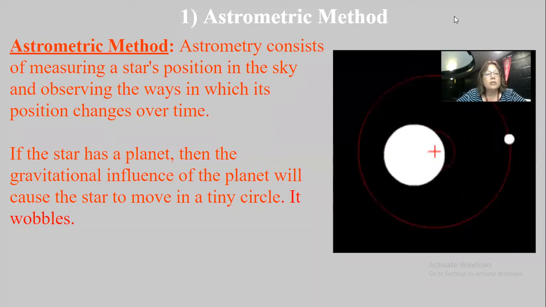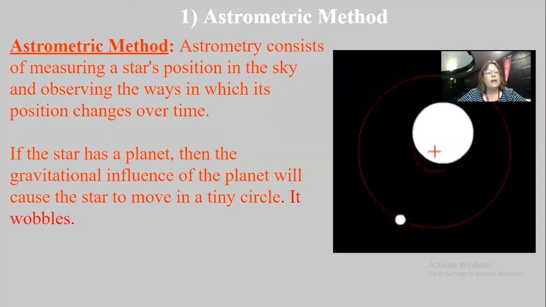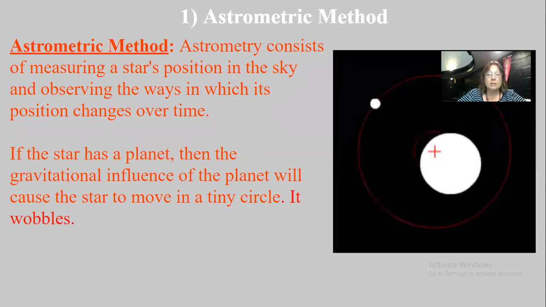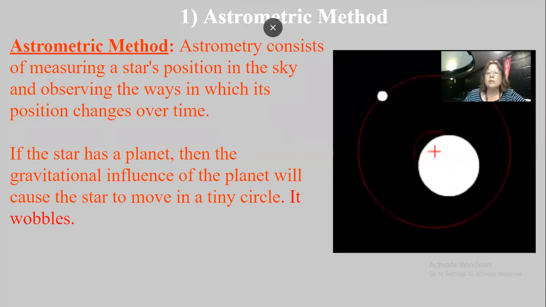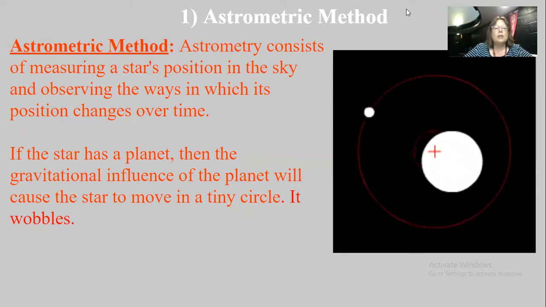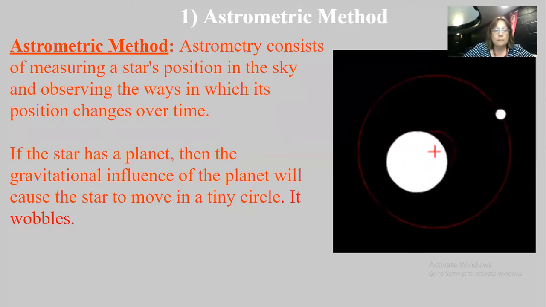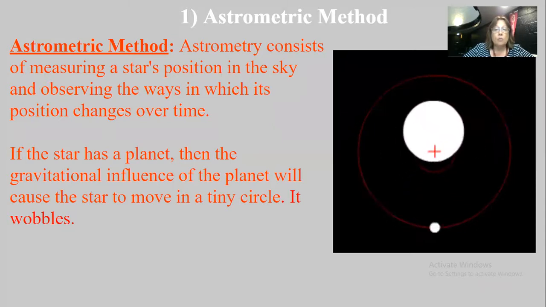What I'm going to do is explain the astrometric method and the radial velocity method of finding exoplanets. So I'm going to start with the astrometric method because it is the more basic of the two. The astrometric method, or astrometry for short, consists of observing stars to see if they wobble.